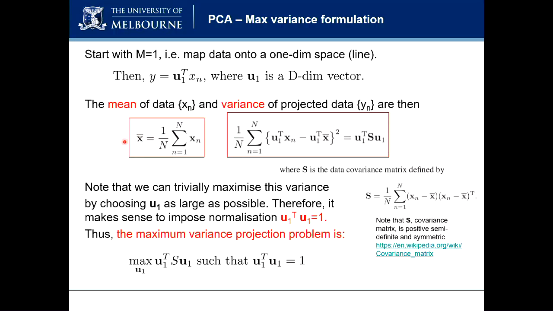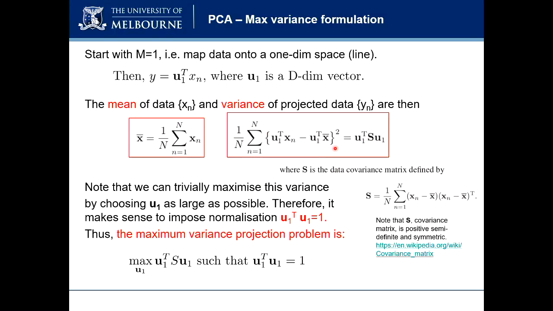So if we look at the mean of the data, that's the mean of the data, and then we said we want to maximize the variance of the projected data. That was the typo here. So the variance of the projected data is, by definition, this, right? So this is y_n minus y_n bar, where y_n bar will be u1 transpose x bar. So subtract the mean, take the square, sum over the data points, take the 1 over N, so you get the variance.